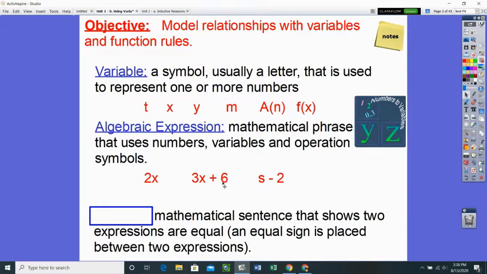Now, if I were to take 2 expressions, say the 2x and the 3x plus 6, and show that they were equal, in other words, put in equals in between them, no longer would we call that an expression. When we put the equals in, it becomes an equation. Pretty much Algebra 1 is a lot about solving equations.